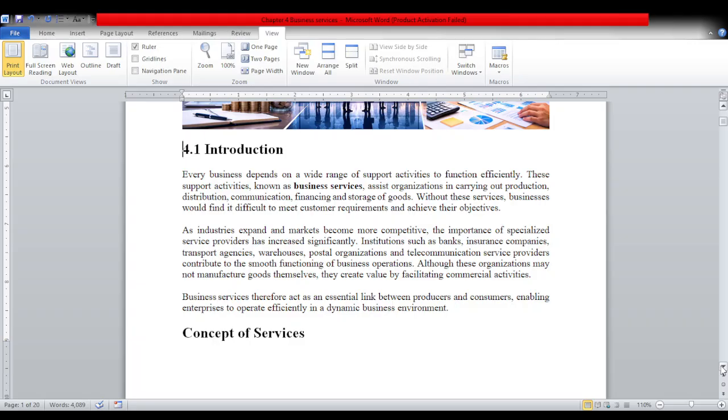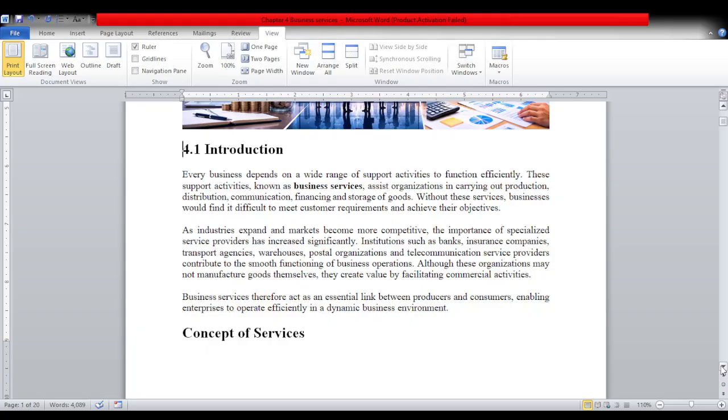Without these services, a business would find it very difficult to manage its customer requirements and achieve its financial or other objectives. Sometimes they have to achieve their sales objective, revenue objective. Sometimes it is required for the existence of a business.